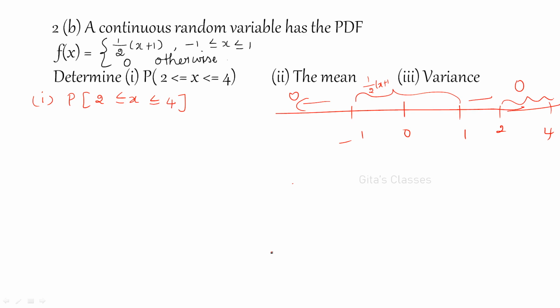Next, 2B, this is the function. The function is defined from -1 to +1 as 1 by 2 into x plus 1, and on the left side it is 0, and on the right side also it is 0. Now what is asked? The probability that x lies between 2 and 4, so integral 2 to 4 of f of x dx is the probability. But from 2 to 4 the function is defined as 0, therefore you need not integrate; you can directly write the value as 0.